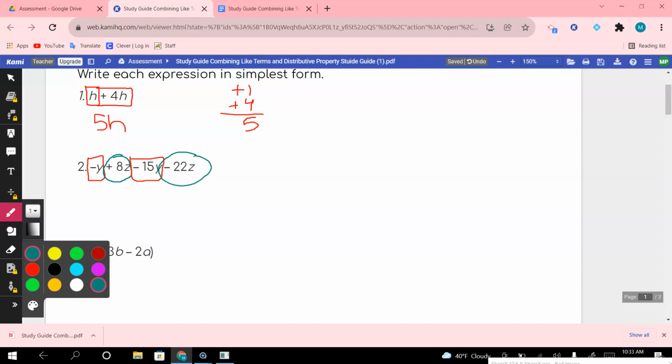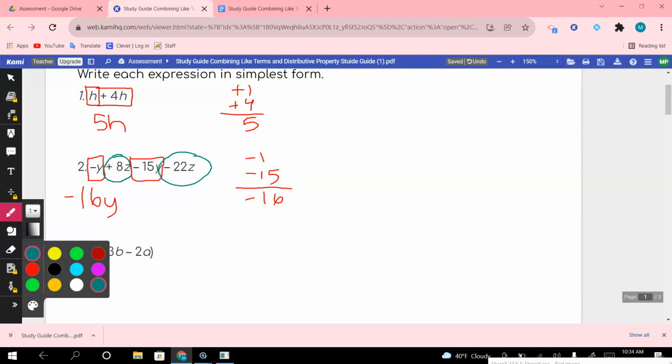Okay. So y comes before z, so I'm going to put my y's together first just so the order is correct. So we have negative y, so my coefficient is a negative 1 for the y's. And my coefficient for the other y is a negative 15. Using my integer rules, they both have the same sign, so we're going to add and keep that sign, so we're going to have a negative 16y.